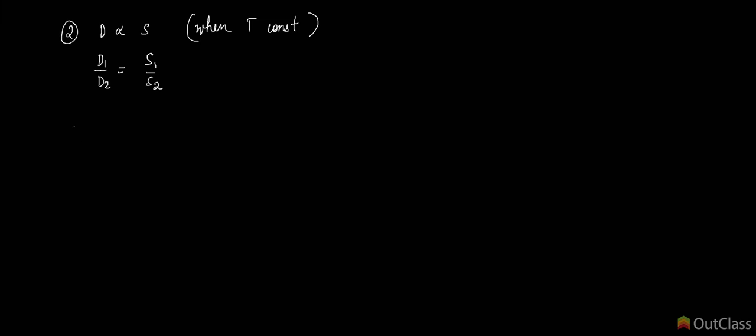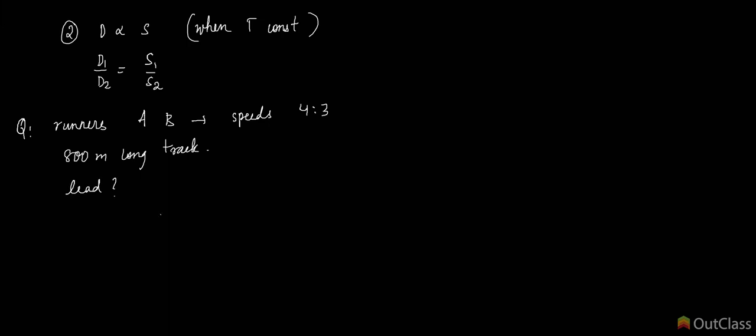And if I were to ask you something like you have two runners A and B whose speeds are in the ratio 4 is to 3 and they race each other on an 800-meter long track. So by what distance does A beat B? Or what is the lead that A has over B when A finishes? So for that you can simply say dA by dB is equal to SA by SB, which is given to us as 4 is to 3.